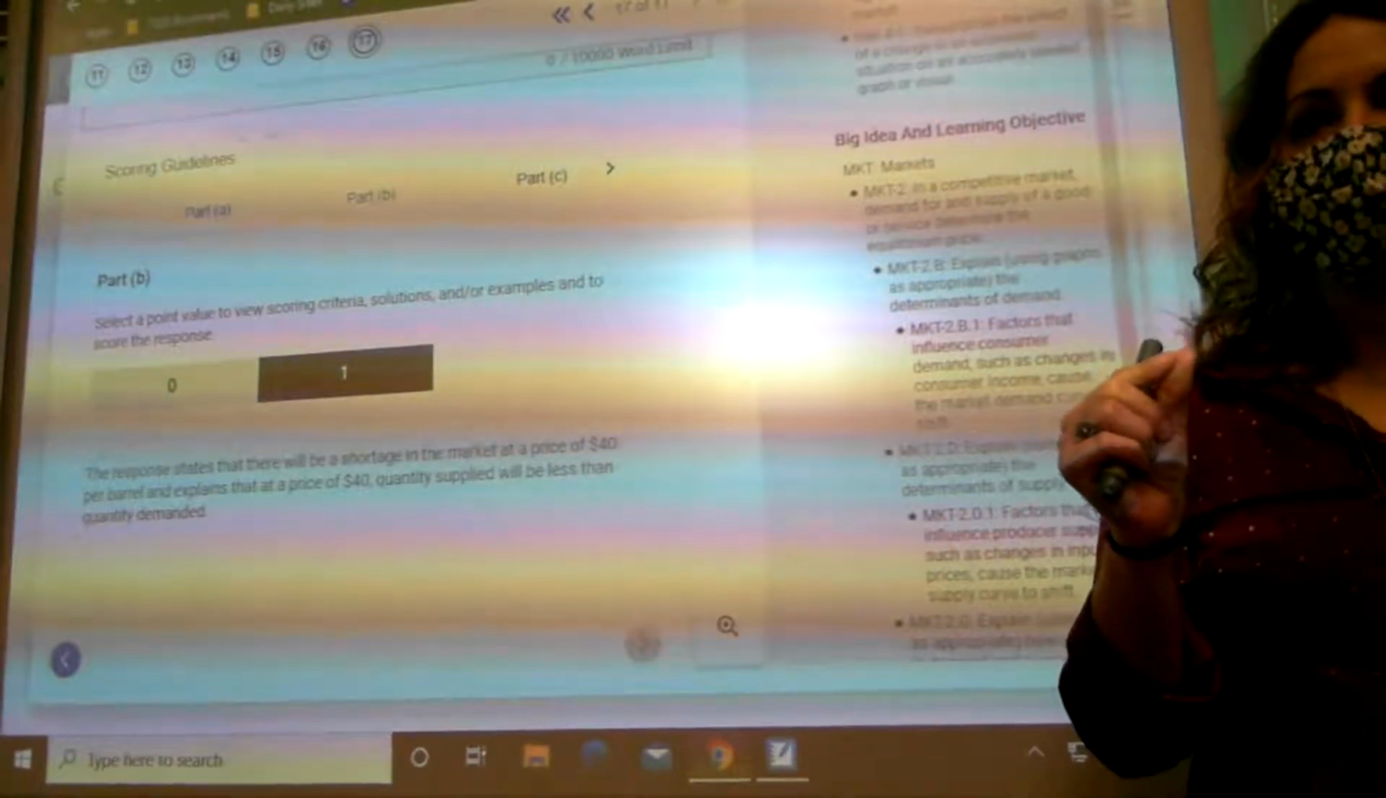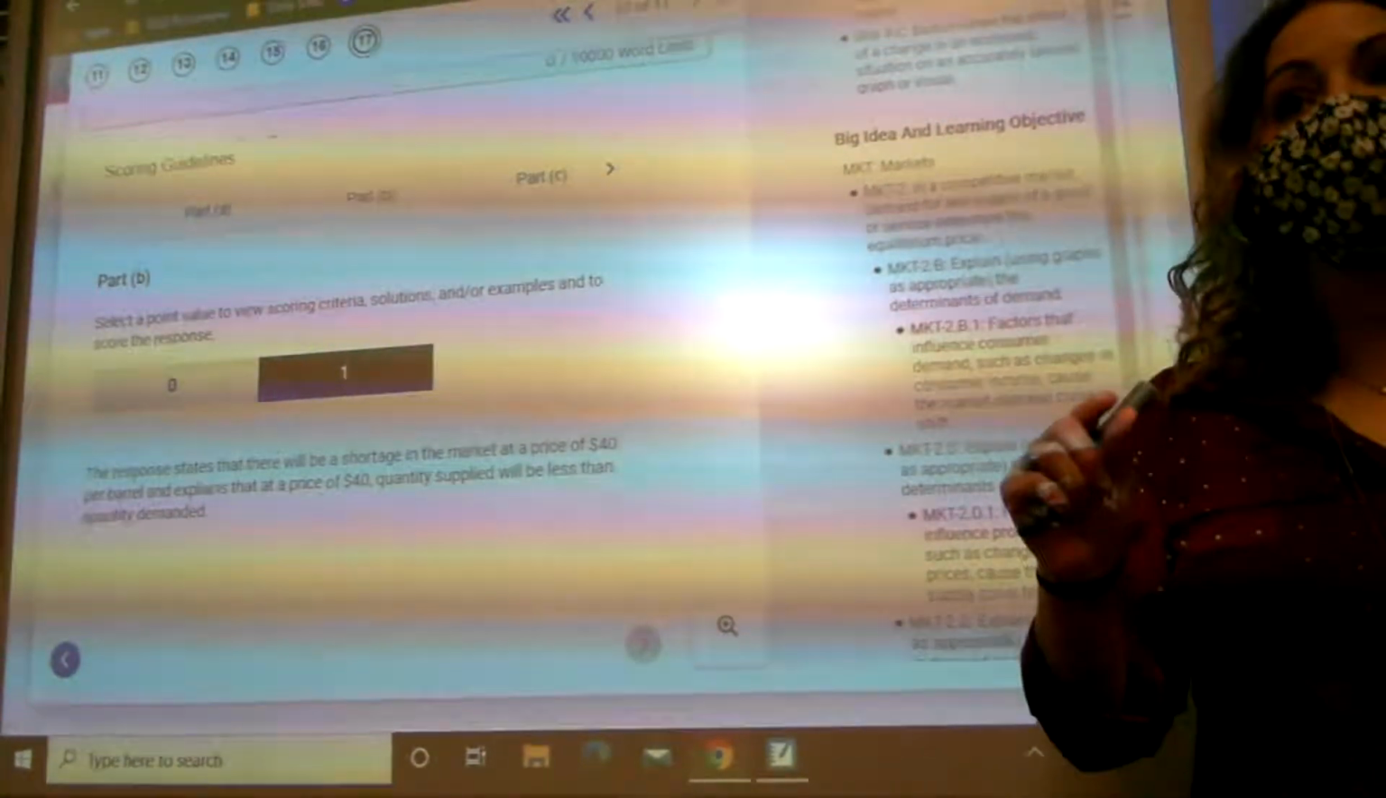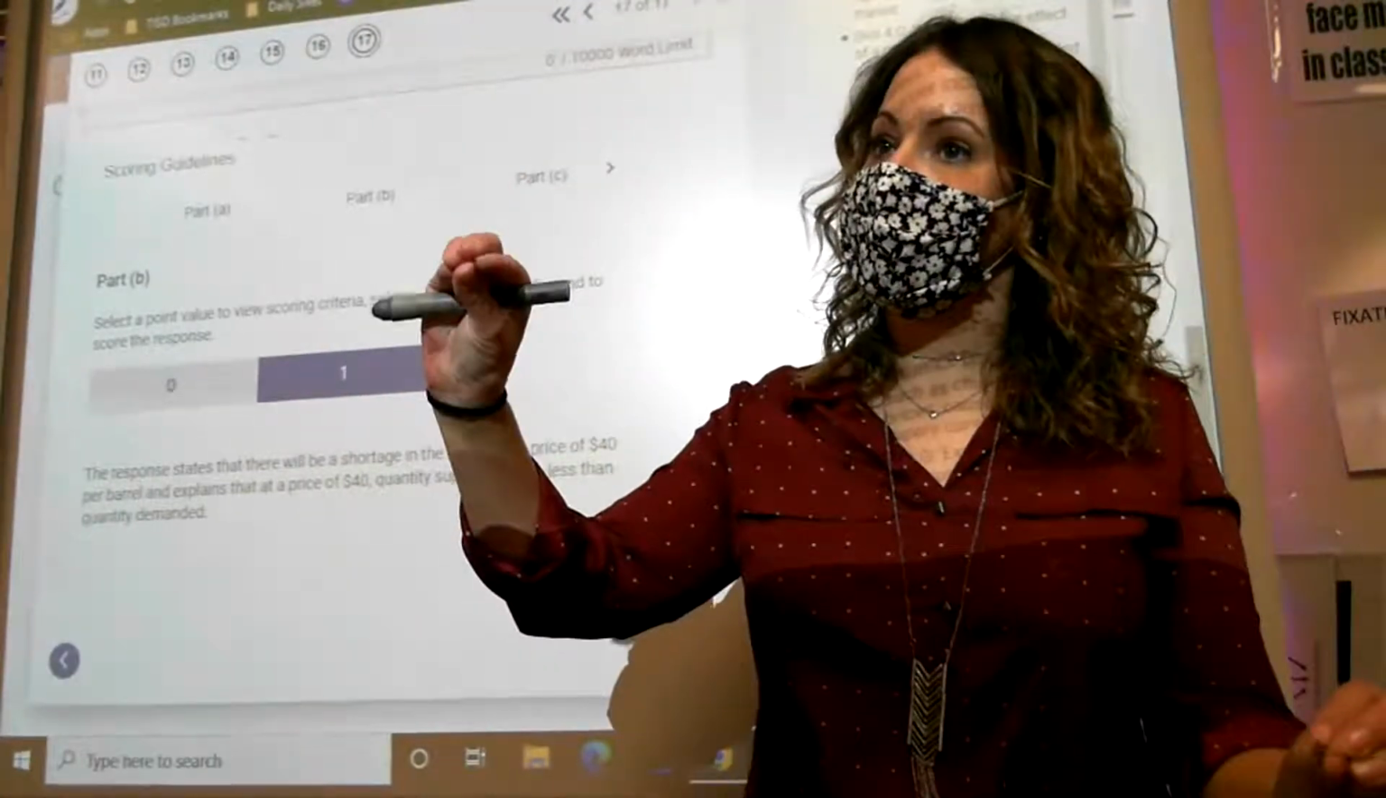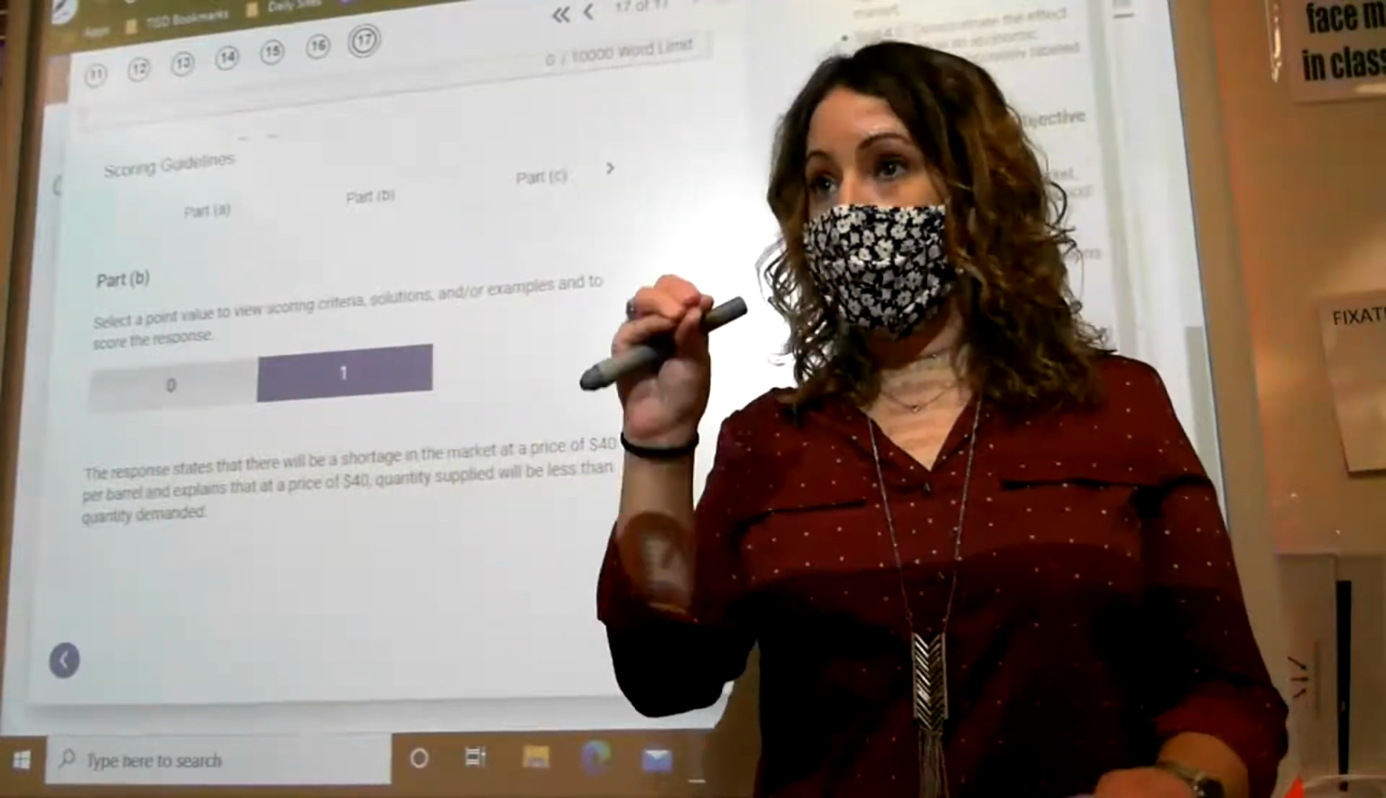Not because there's more demand; you can say more quantity demanded. Demand is the entire line. A point is quantity demanded.